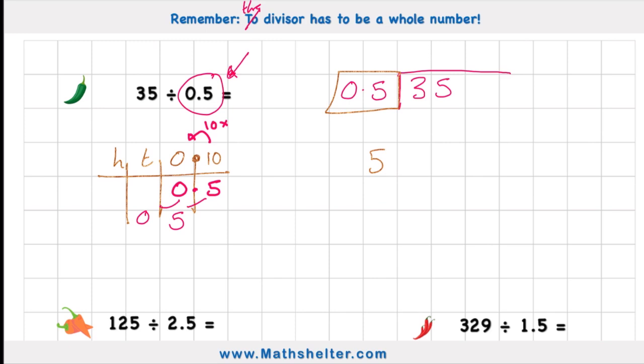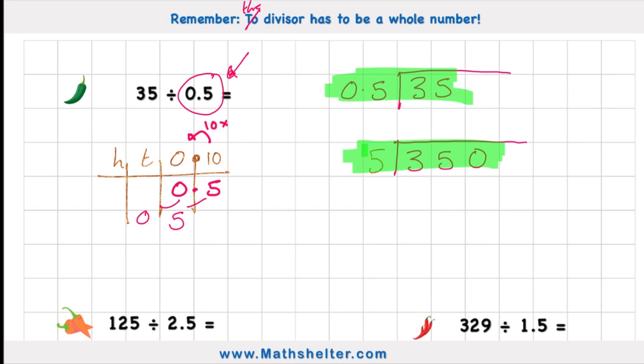But if I've done that to the divisor, I need to think of a way of keeping this question equivalent to the original question, which was 35 divided by 0.5. So to keep it equivalent, what I'm going to have to do to my dividend is also multiply it by 10. 35 multiplied by 10 is 350. So this first example, 35 divided by 0.5, is equivalent to 350 divided by 5. And therefore the answers will be the same. But luckily, this second example is a much easier question, so let's focus on that.